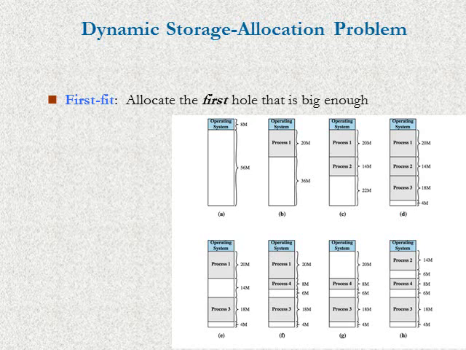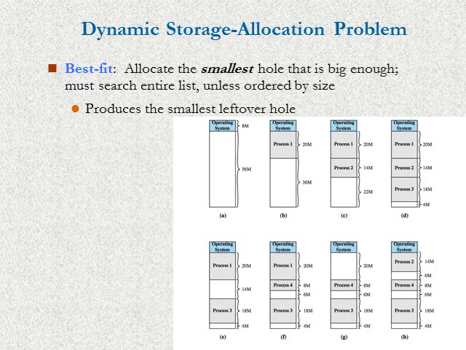However, on the downside, it is possible that after utilizing this first hole, the remaining memory that is left over after allocation of the dynamic partitioning to this process may increase the amount of external fragmentation in the system. The second method is best fit.